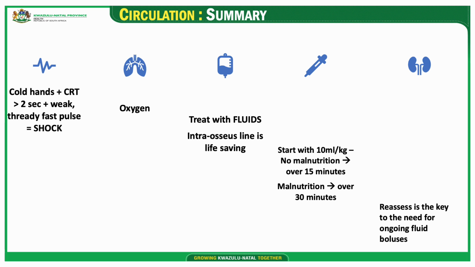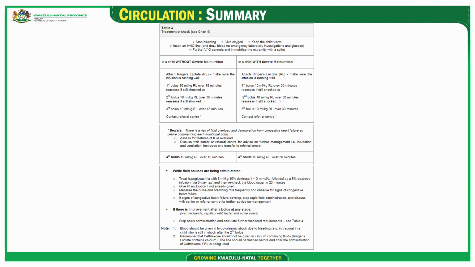How much fluid can I give? So we start with 10 ml per kg, and we can give it over 15 minutes in no malnutrition. And when we identify that the patient has got severe acute malnutrition, we want to give fluids much slower, over 30 minutes. Reassessment is key to identify the need for ongoing fluid boluses. You can look at the summary of the treatment of shock in your manuals at chart 4.